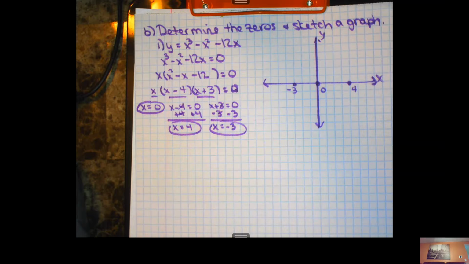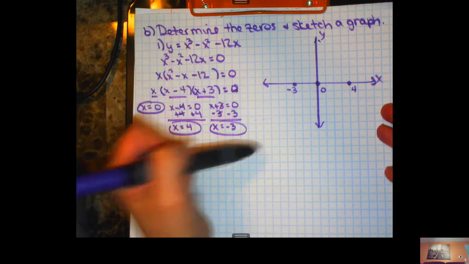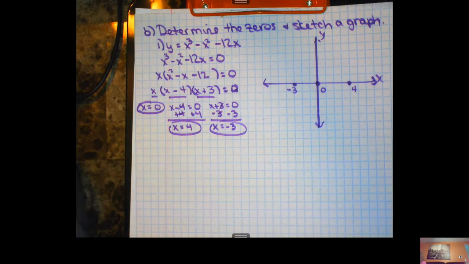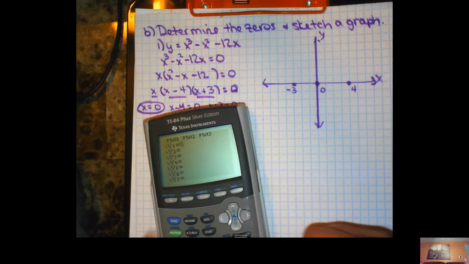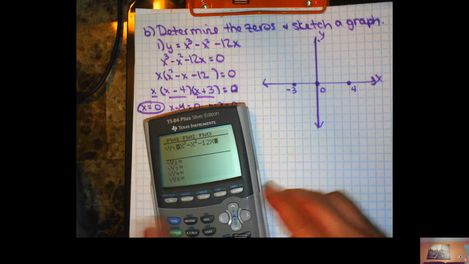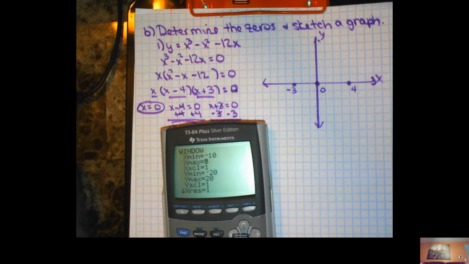Our graph is going to go through these points. Any power of 3 has a shape that starts on the bottom and goes up. So I'm going to use my calculator here just to be accurate, but you should be able to figure out the pattern without it from now on. I'm going to type in my equation just to get a look at it. And I'm going to change my window really quick back, just so it's a regular graph.